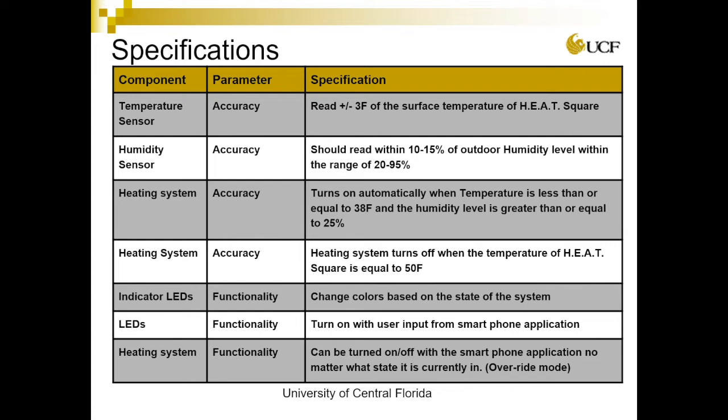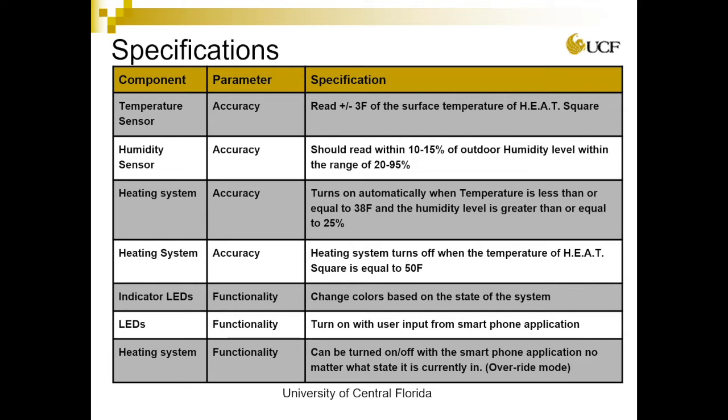Some of the specifications for this project that we're going to be looking at in depth are how accurate our sensors are. We would like our temperature sensor to be within 3 degrees Fahrenheit of the actual surface temperature of the heat square. And for our humidity sensor, we would like it to read within 10 to 15% of the actual outdoor humidity level. For the heating system, we want to ensure that it is only going to turn on if the sensors provide data of 38 degrees Fahrenheit or less and a humidity level of 25% or greater to let us know if there's moisture in the air. We also want the heating system to turn off when the surface temperature of the tile reaches 50 degrees Fahrenheit.